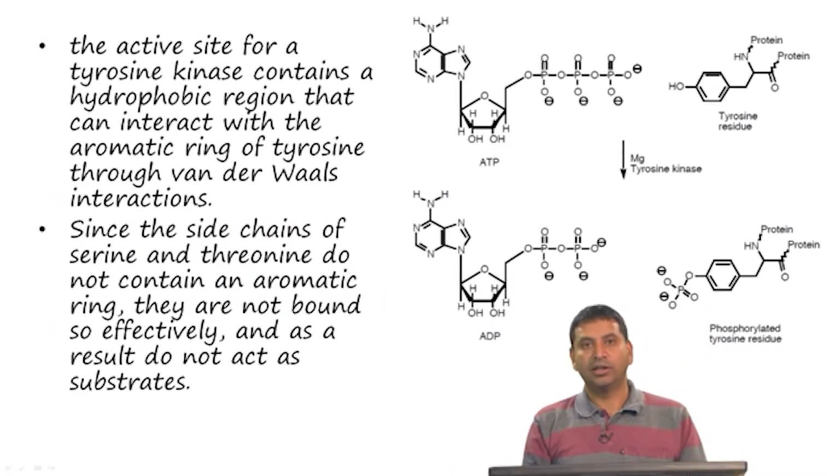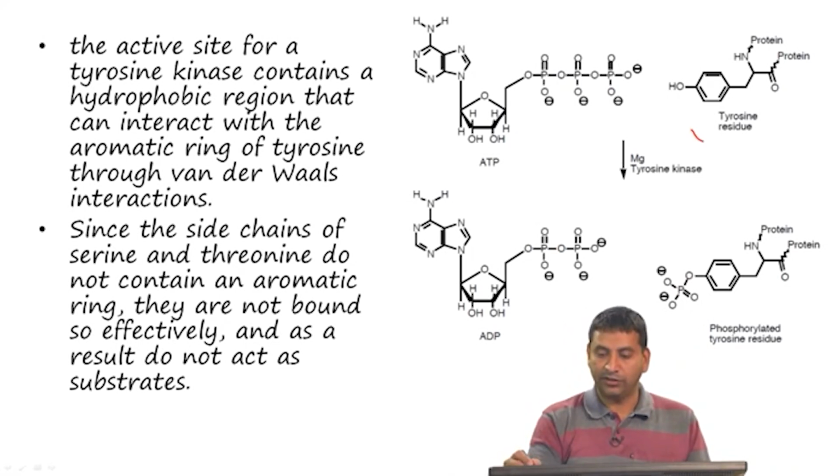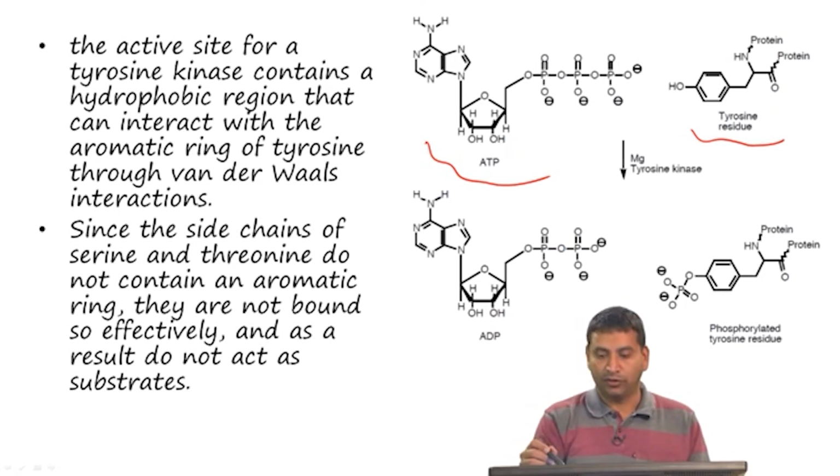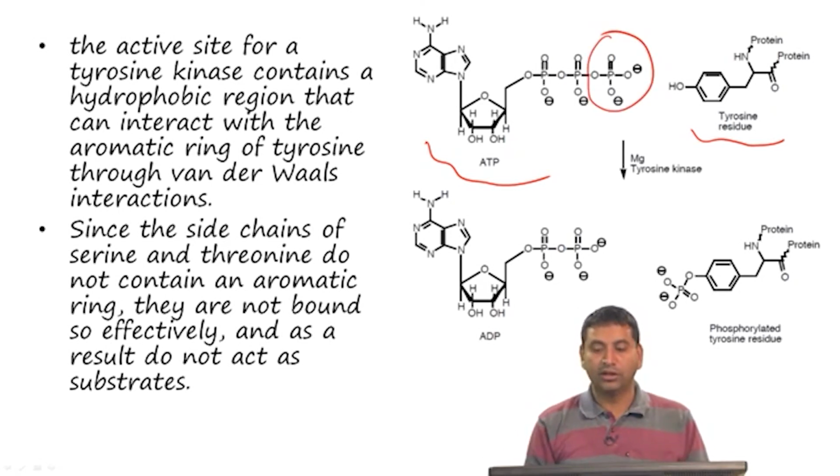So, in order to understand, let us first look at how this tyrosine kinase functions. You have a tyrosine residue in a particular protein, which is the target of the tyrosine kinase, and here is ATP, where the enzyme will have to bind to this ATP and transfer a phosphate over here as shown here, and then it is going to react with the tyrosine and produce a phosphorylated tyrosine.